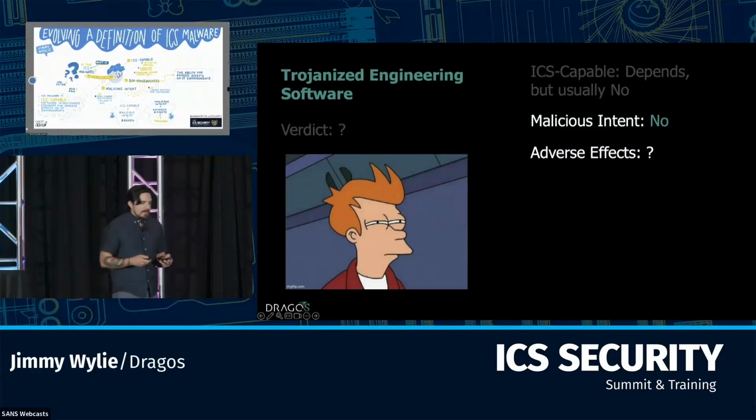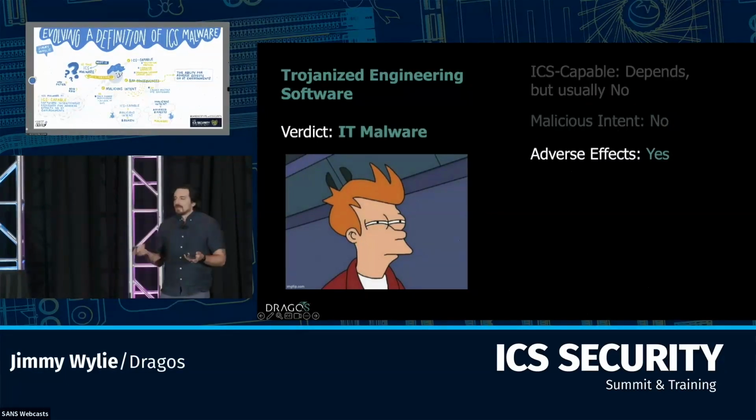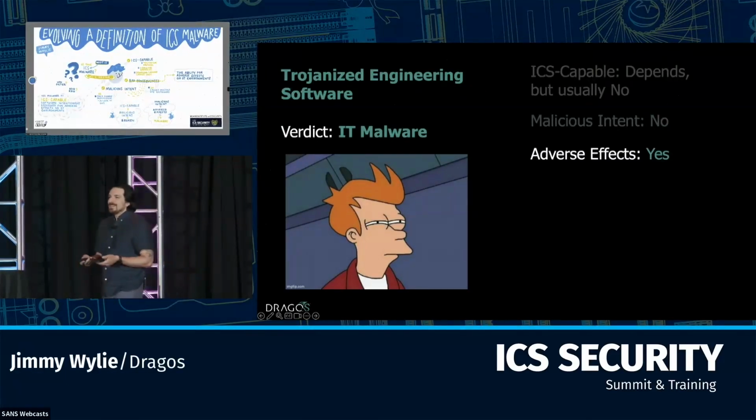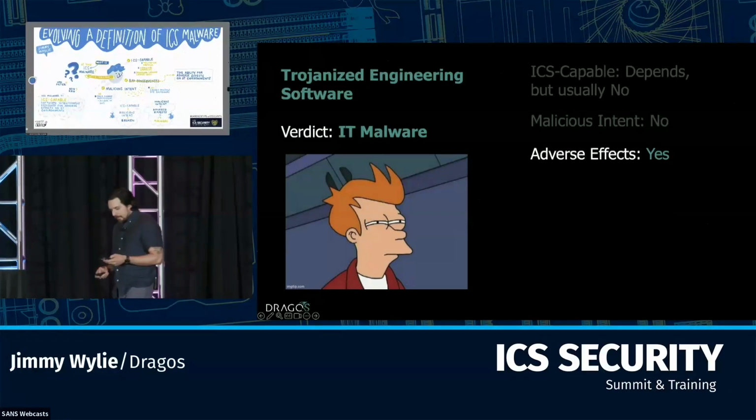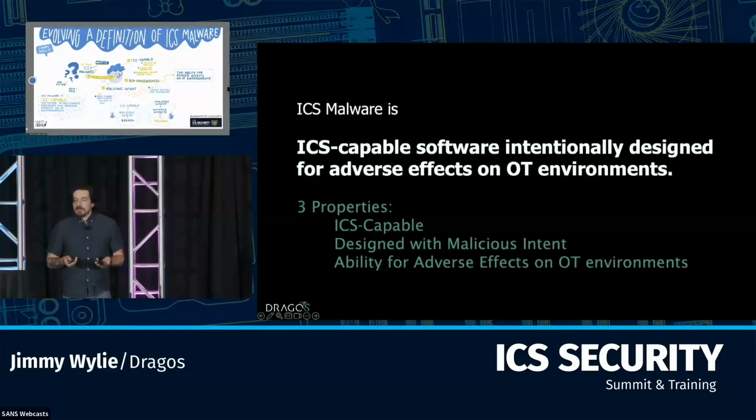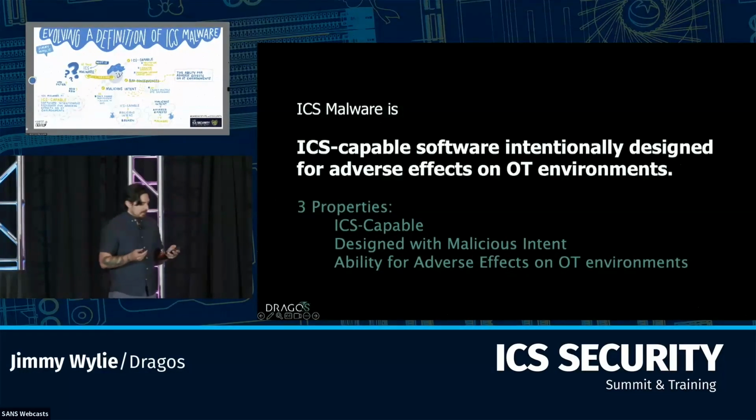On the adverse effects side, this is an easy one. A backdoor into your network is bad, right? So in this case, it's a no to ICS malware, even though it can cause some problems. And the verdict here is it's just IT malware. Now, this is how we came up with the definition and tested it, right?